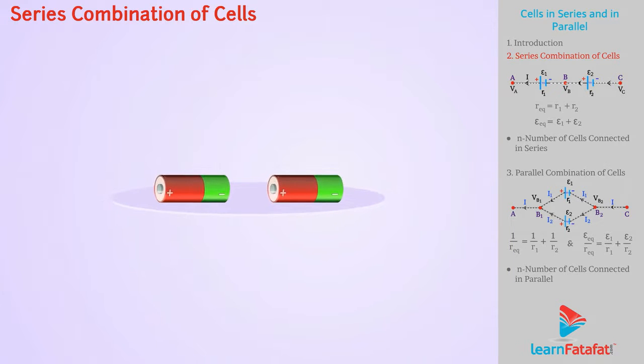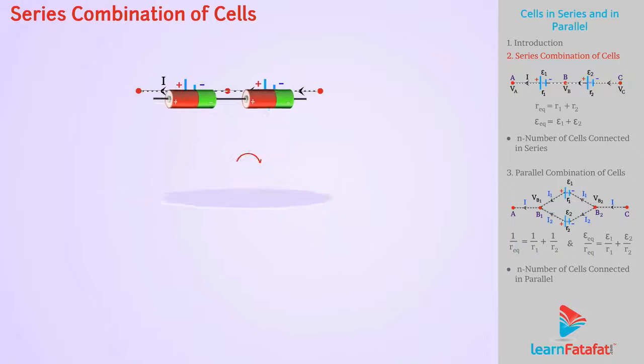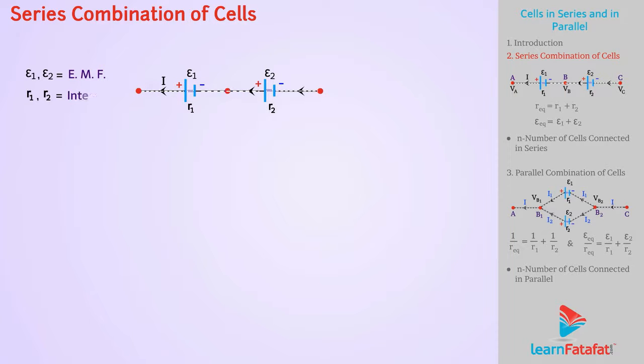Two cells are said to be in series combination when one end of the cells are joined together, and the other end in either cell is free. Let epsilon1 and epsilon2 be the EMF and R1 and R2 be the internal resistance of both cells connected in series respectively.